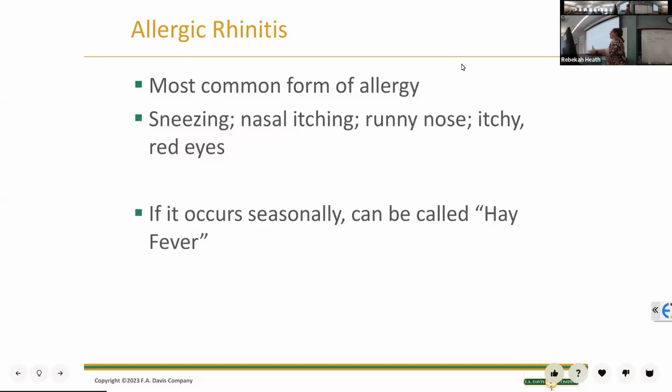Usually you've all seen it: you're itchy, stuffy, sneezy. It's not that you have a cold. There's not an infectious process, but an inflammatory process. Sometimes you hear this called hay fever if it's seasonal, or somebody might just say they have seasonal allergies. That's usually when something that's growing produces something you're really allergic to.